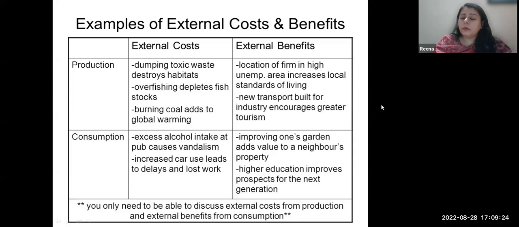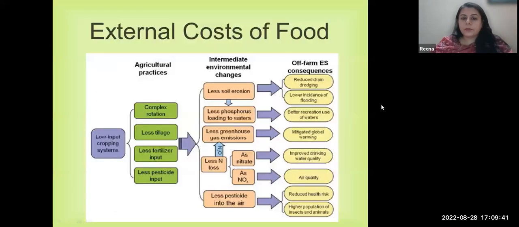Similarly, in consumption, excess alcohol intake at a pub causes vandalism. So even a population that is not consuming alcohol has to bear the repercussions of alcoholism if they are sitting in that pub with the people who are actually consuming it. So it is again an external cost.